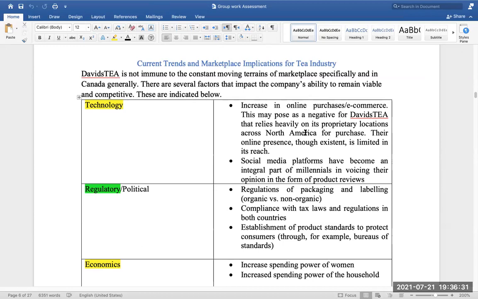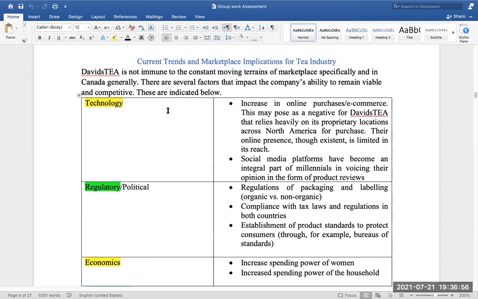Let's look at this example. It says increase in online purchases or e-commerce. In other words, more people are making purchases online than going into a physical store. As a marketer, you have to think about that. This may pose a negative for David's Tea, which relies heavily on its proprietary locations across North America. In other words, they rely heavily on brick and mortar. Social media platforms have become an integral part of the target of millennials, if you're targeting millennials as your segment in the marketplace.